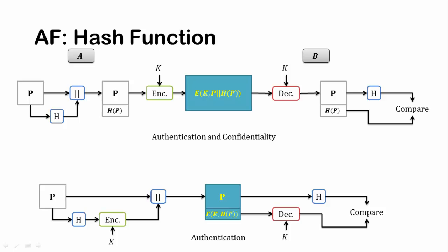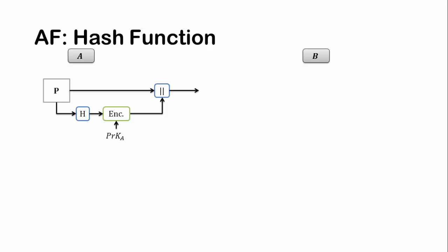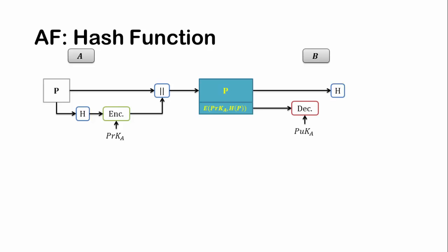Here also the code is encrypted with the help of symmetric key encryption, and this reduces the processing burden for those applications that do not require confidentiality and only require authentication. Then we have a case where the hash code is encrypted with the help of the private key of A, and then it is forwarded to B, and B decrypts it using the public key of A.